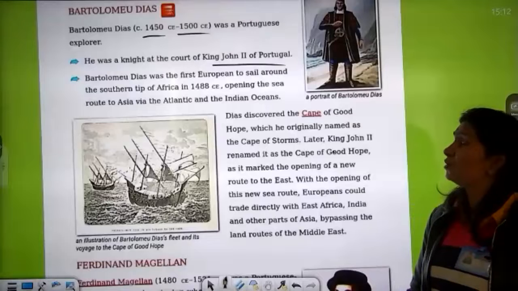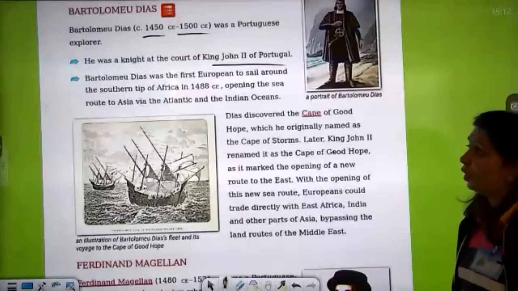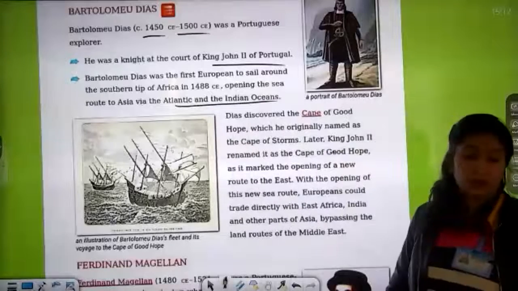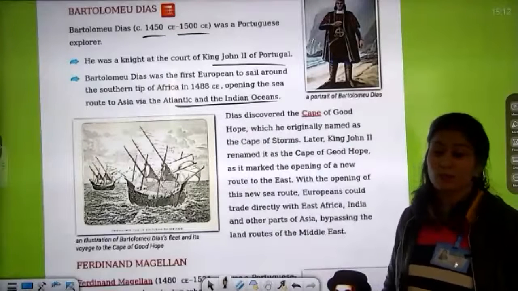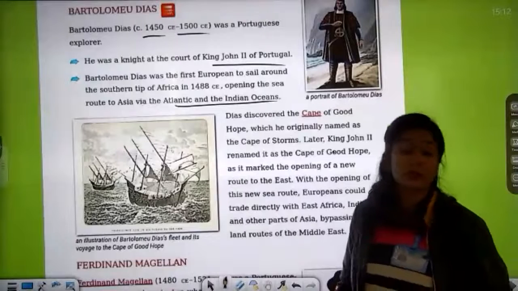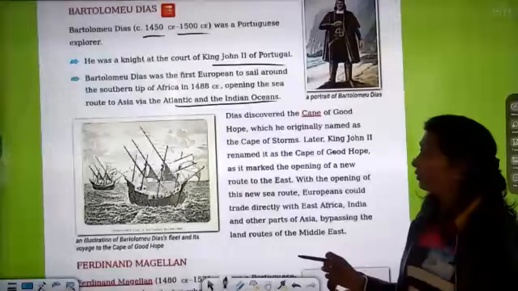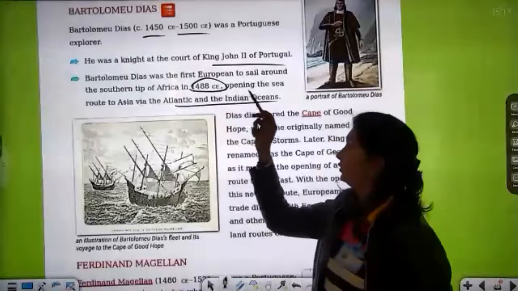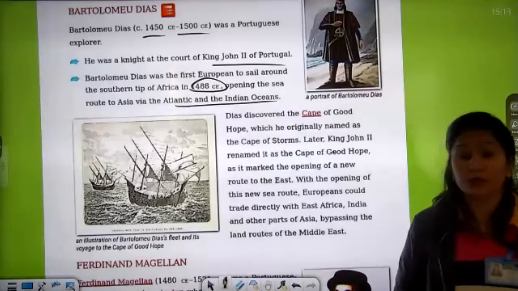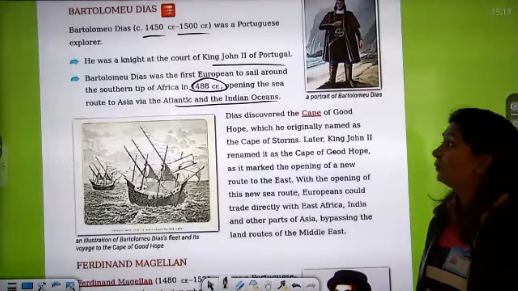Bartholomew Dias was the first European to sail around the southern tip of Africa in 1488 CE, opening the sea route to Asia via the Atlantic and the Indian Ocean. So he was the first person who sailed around the southern tip of Africa, which means the southern part of Africa. In 1488 he sailed up to that and opened the new route to Asia, through the Indian Ocean and Atlantic Ocean.